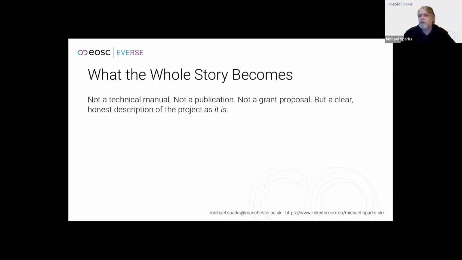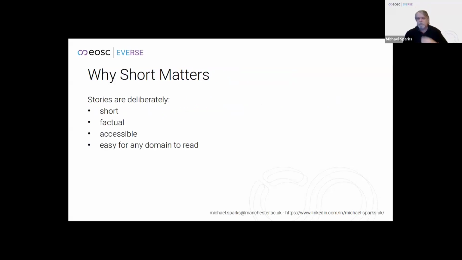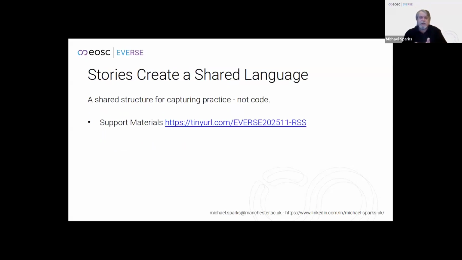So that's what the whole thing becomes. It's not a technical manual. It's not a publication. You could publish it if you wanted to. You could put it on Zenodo if you wanted. But the idea is that it's a clear, honest description of the project as is, not idealized. It's short, it's factual, it's accessible, it's easy for people in any domain to read. And it creates a shared language at the end of the day, having that shared format. So I shall now move on to the third section.